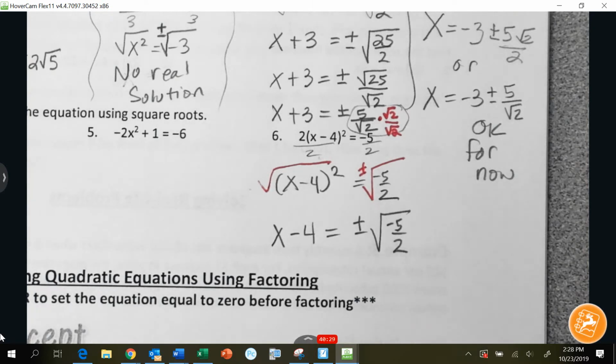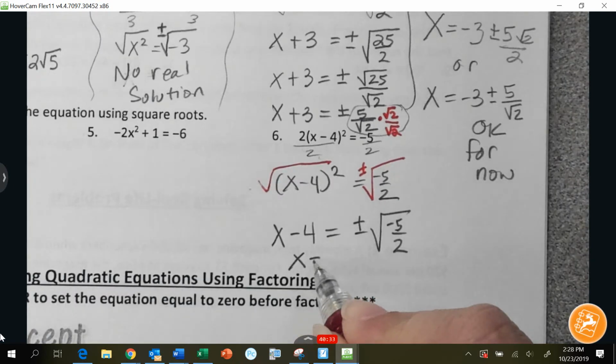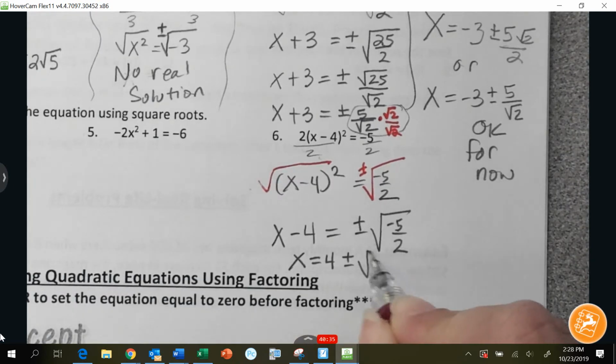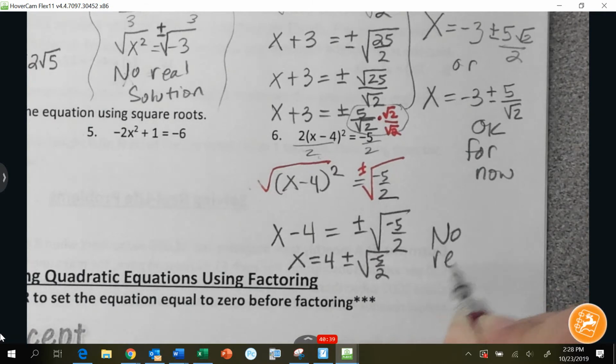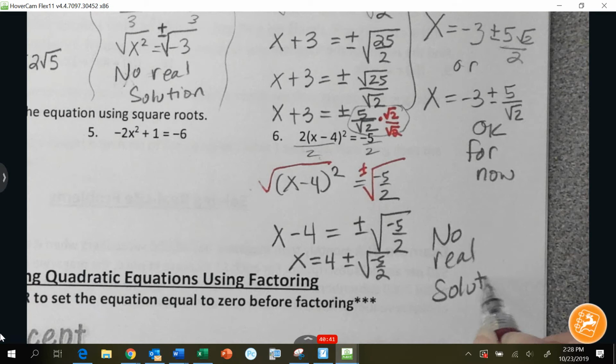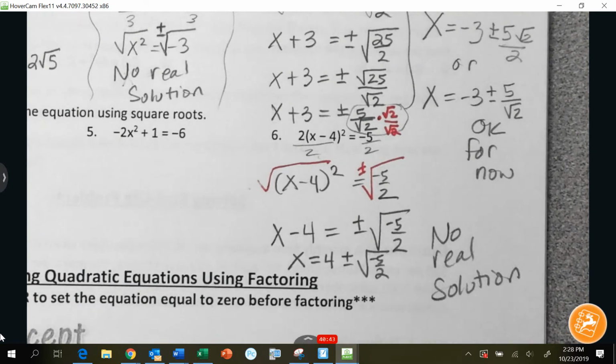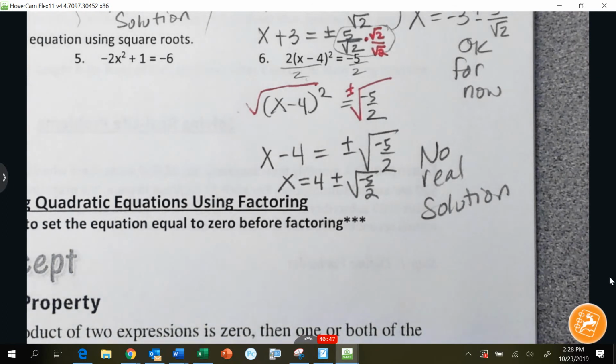Yup, can't do nothing. So there is no solution. If you did add the 4, there would still be no real solution. It isn't that there's no solution, there's no real solution, just now. So like when you work with a minus.